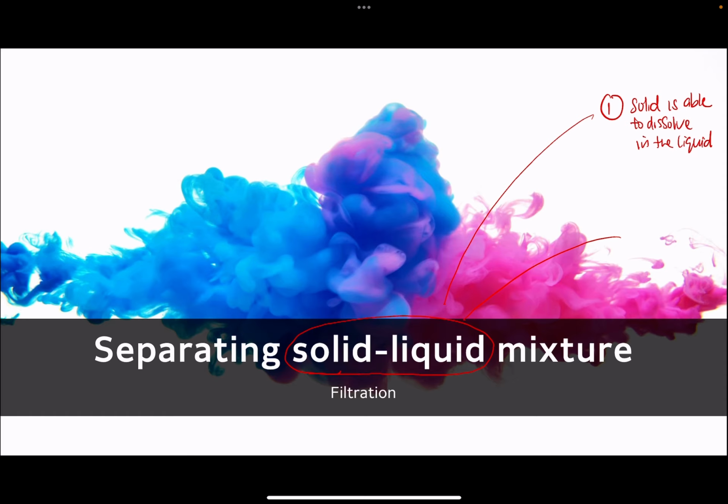The second criteria to determine what separation technique to use is you need to be clear about what you want to obtain from the mixture. Do you want the solid or do you want the liquid? Depending on which component you want, it will play a part in deciding which separation technique we'll be using.